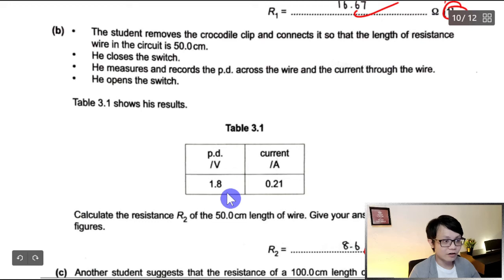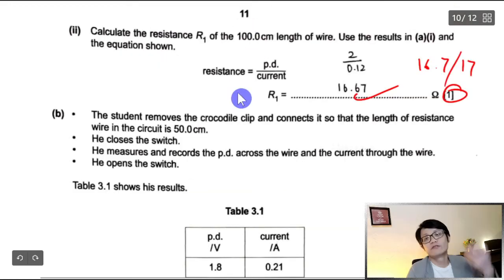V equals IR, the formula. If you don't know, you just follow here. So this paper is good. Usually sometimes they don't even give the formula, but this one already gives you. Paper 2 doesn't usually give you a formula. Maybe paper 4 doesn't give you the formula. Maybe paper 6 gives you the formula.